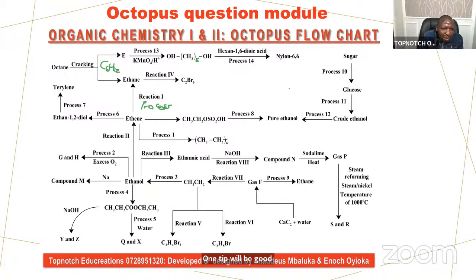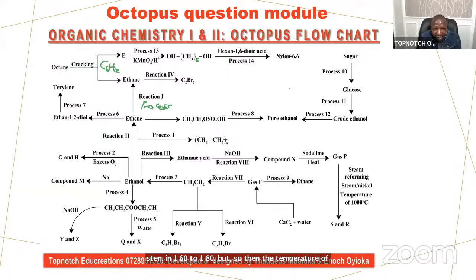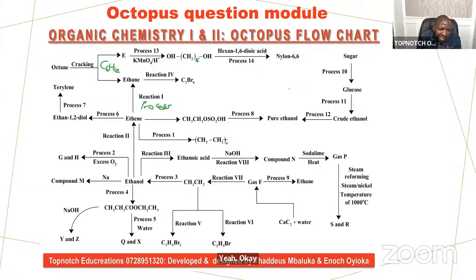Then we have ethanol plus oxygen. G and H, what are G and H? What is that process? Carbon dioxide and water vapor. If the oxygen was limited, it would be carbon monoxide. Perfect. Ethanol plus sodium, we have combined M, which is what?